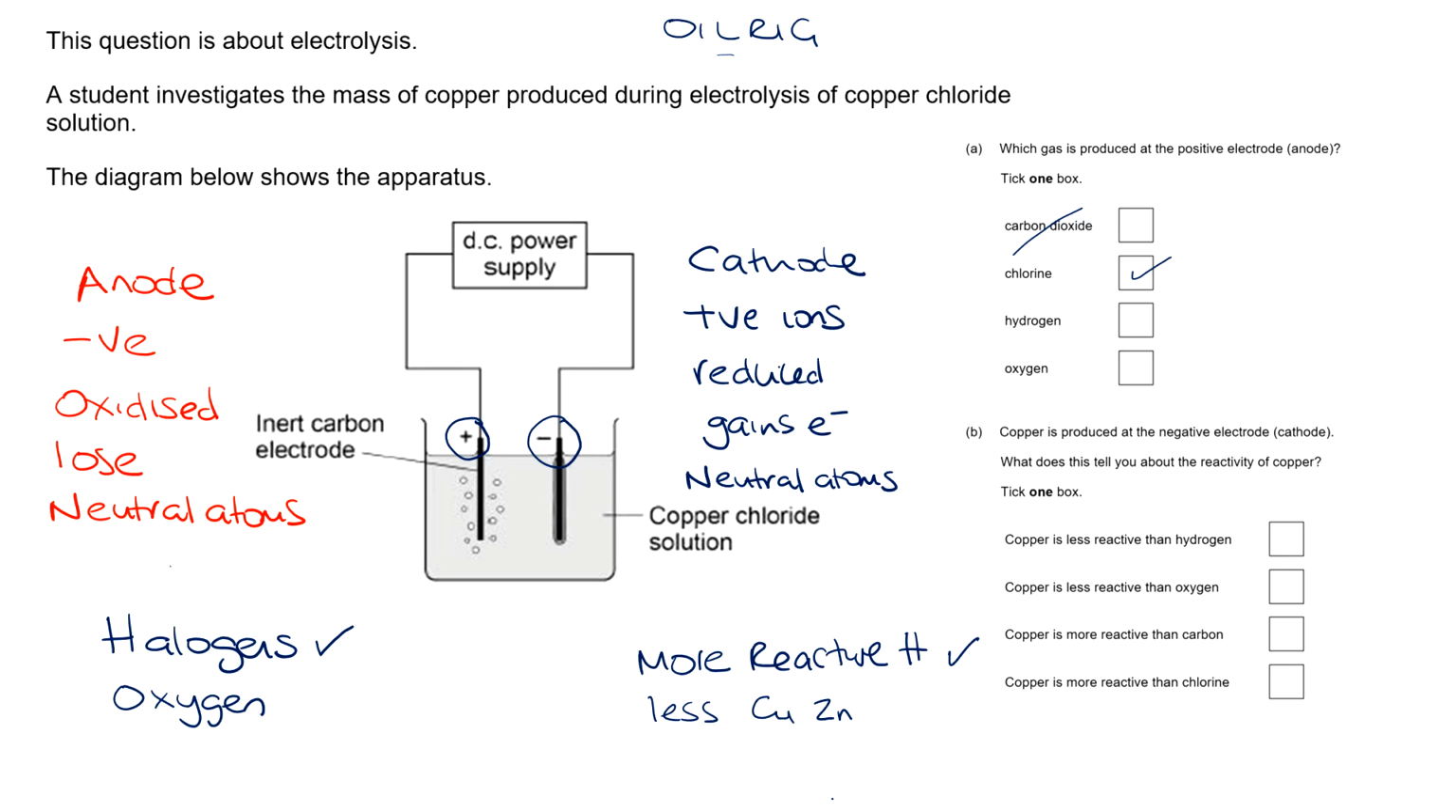And then on question B, copper is produced at the negative electrode. What does this tell you about the reactivity of copper? We've just written out our rule here at the bottom, and we know that if it's less reactive than hydrogen, then it will be discharged, and so therefore copper is less reactive than hydrogen.